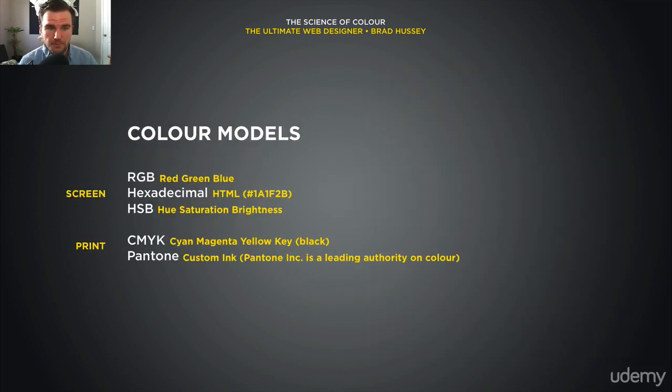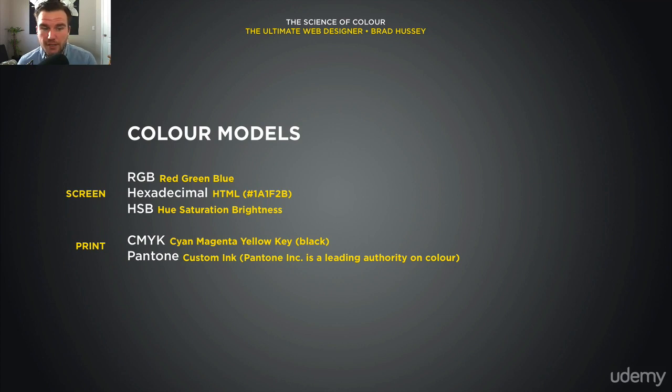Color models. For screen, we have RGB, which is red, green, and blue. We have hexadecimal, which is used in HTML. So for example, we have 1A1F2B, or you can have 000000, and so on and so forth. If you've taken any of my coding courses, you will immediately recognize this. If not, that's okay. This will come up later in our HTML section.